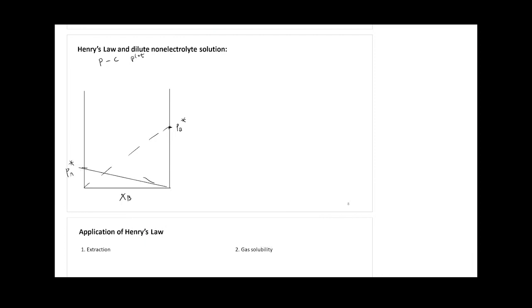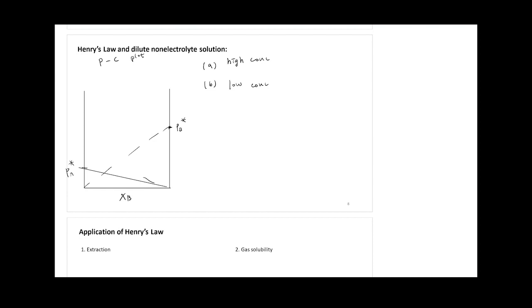But if today you have a non-ideal solution, then you won't actually see the straight line, okay? It's going to deviate from the straight line. That's why I call it non-ideal. So now the question I have for you is, under what conditions are you going to have ideal solutions? Let's say if today you have a very high concentration of B versus very low concentration of B, which condition is going to give you ideal solution?